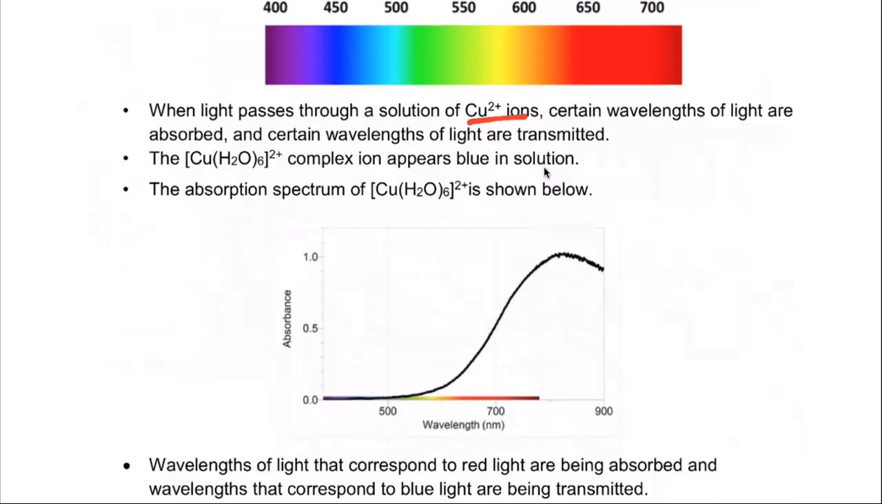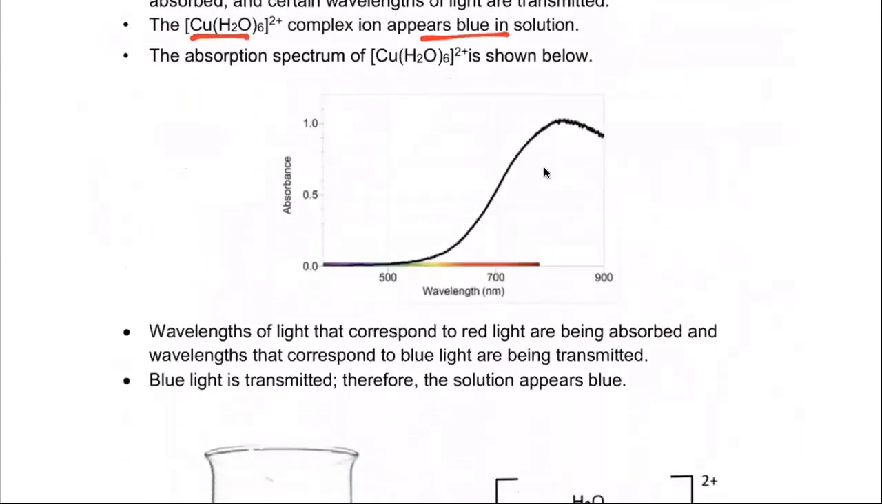So normally this complex ion, which is hexa-aqua copper, because it's got 6 water molecules bonded to it, appears blue. It's a very bright blue solution. And the reason that it's blue is because blue light is being transmitted to our eye, so the solution appears blue to us.